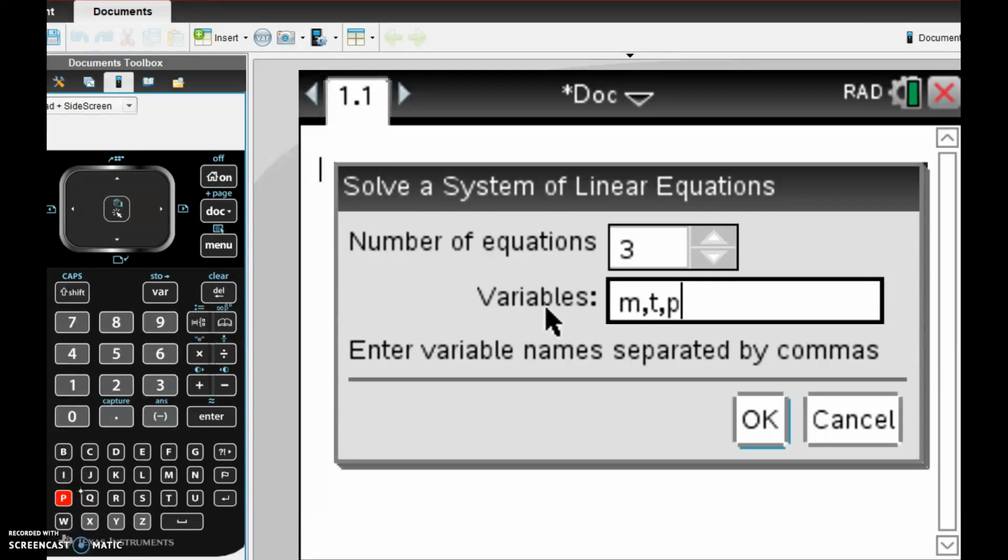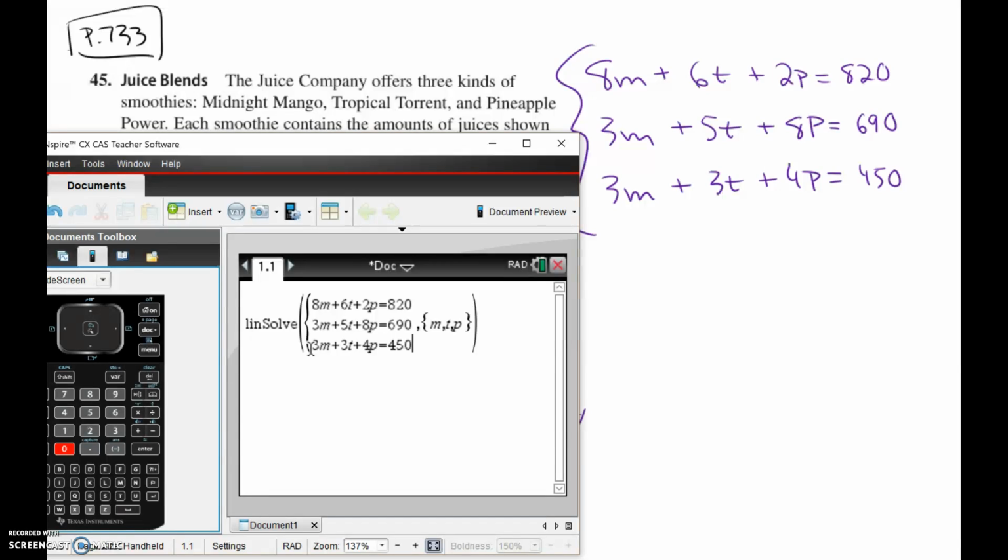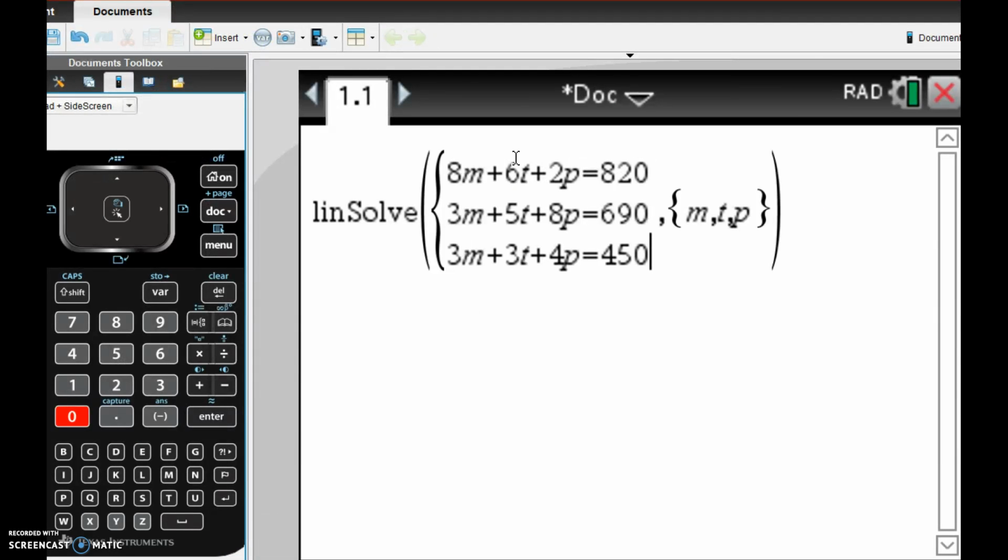All right, I'm going to pause the video while I input the 3 equations here. All right, so as you can see, I typed in the 3 equations. Hope I got that right. I guess we'll find out. If I hit enter and it's got some nice integer values, I probably did it right. And if it's got some decimal values, maybe I did something wrong.